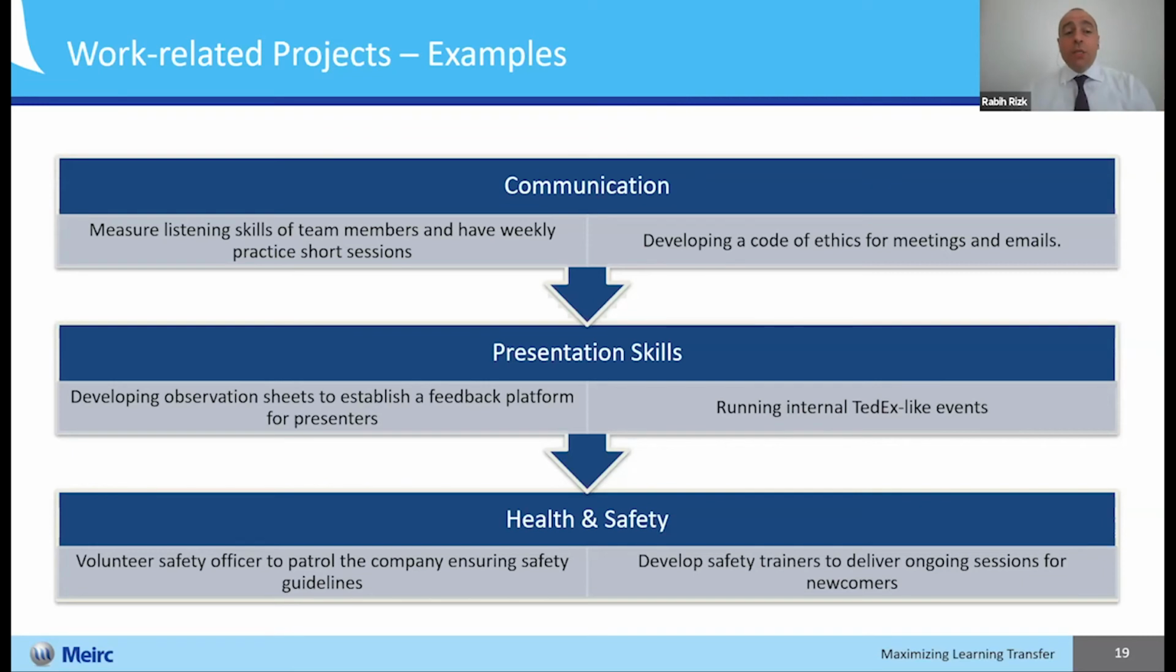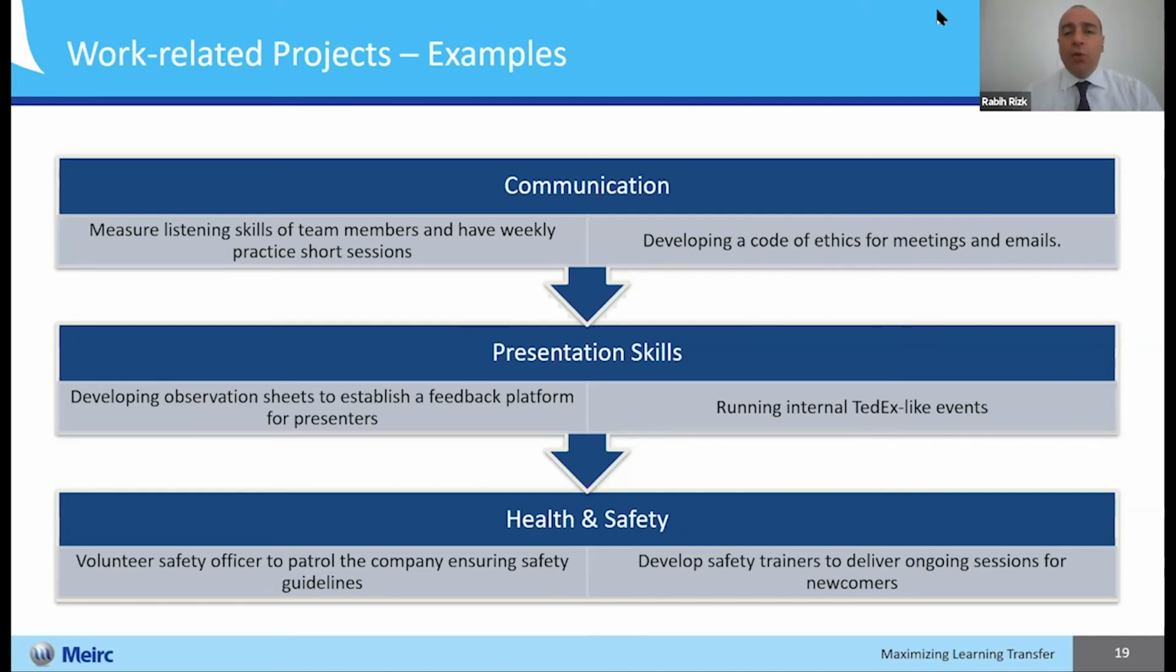If you're doing presentation skills, then maybe you can ask some of the participants to develop observation sheets and establish feedback sessions for those who are presenting in the organization. So imagine you will have an internal presentation skills coach. Again, this does not have to be a permanent job. It can happen for a couple of months just to ensure that those participants have acquired their presentation skills and used them on the job, and then you can just leave it, because this will move to long-term memory. Then they will never forget it.